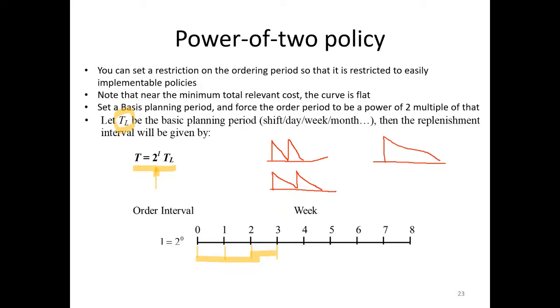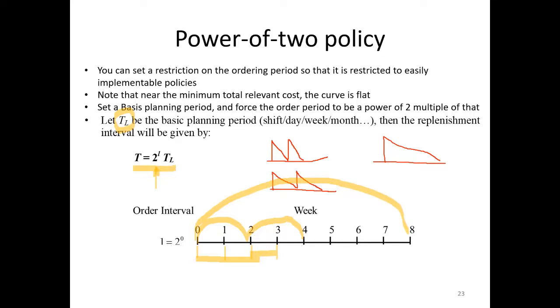Another item might have L equals 1. So in this case, I will order every 2 T sub L. So every 2 T sub L, I will place an order for that item. Another item can have L equals 3. So this means we will order every 8 periods, and so on. Okay, so this is how the power of two policy is applied.